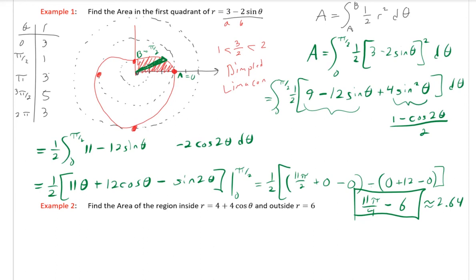Okay. So overall, we just basically need to know what the bounds are. Sometimes they're not explicitly stated. And then find just the area of that applying the formula. We can still use our rules from trig substitution and from trig integrals to help solve these.